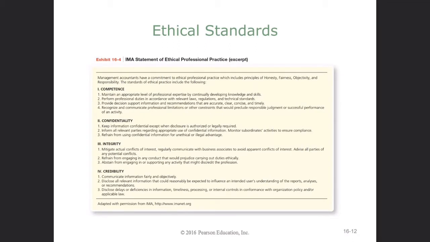Under integrity, you refrain from engaging in any conduct that would negatively impact the business. Credibility is communicating information fairly and disclosing any relevant information that could reasonably be expected to influence or is intended for your user's understanding of the reports.